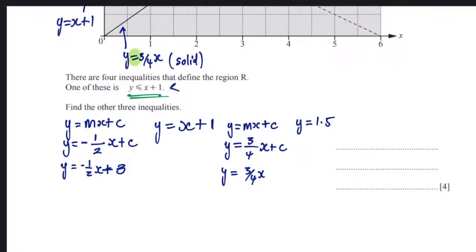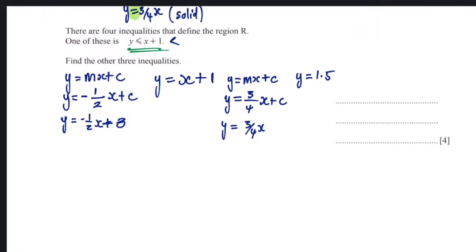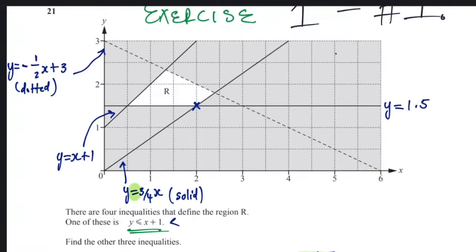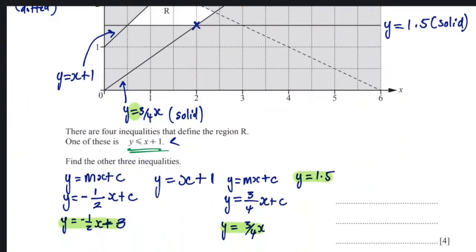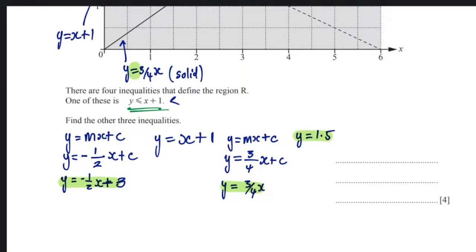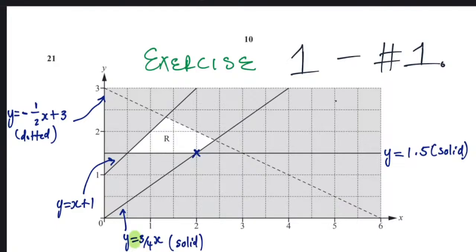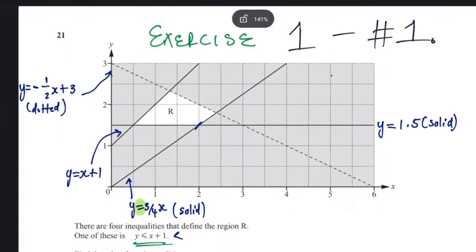Now change this one and this one and this one. Change them to inequalities. You can see it's a solid line. Change them to inequality. Just look for the unshaded region. Is it above? So you don't even need to draw. I've done it for you already. Now tell me the shaded region, the unshaded region here. Is it above each of these lines or below? You know what to do.